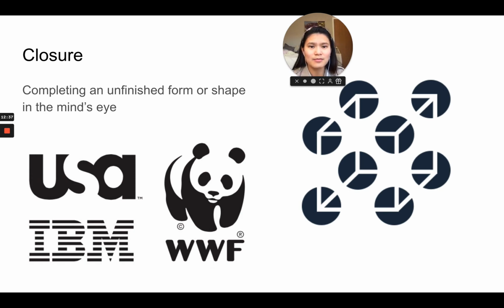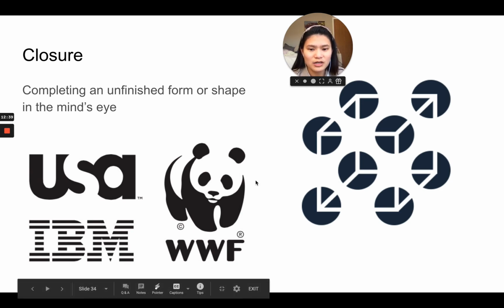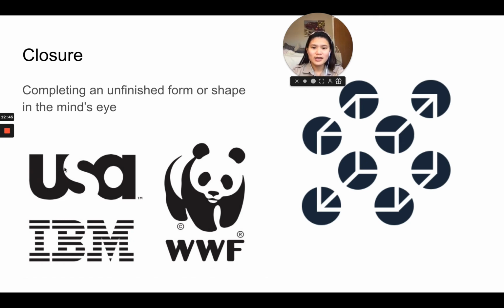So these are some examples of closure in designs, and these are some logos. In the USA logo, the TV channel, the S is not there, but we see it. You can see it says USA, but the actual subject here is just the U and the A, but because of the way the negative space is used, we fill in that information.